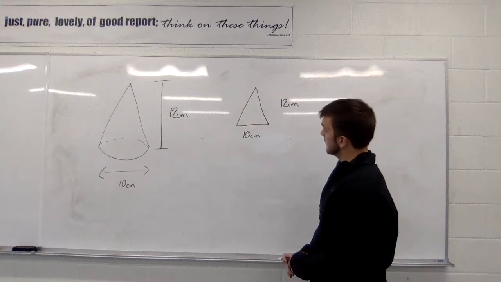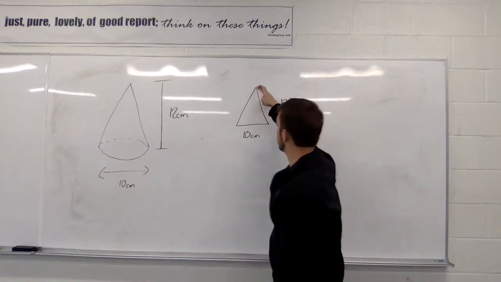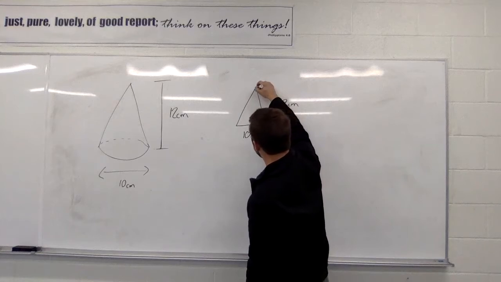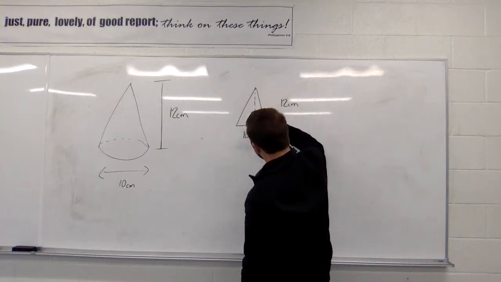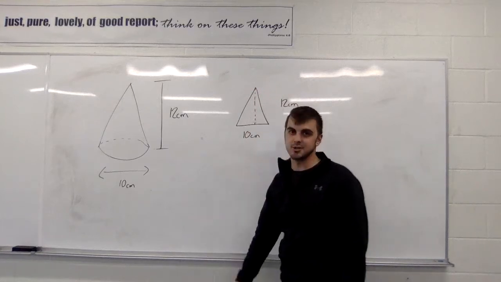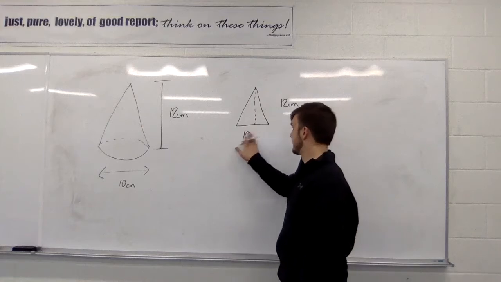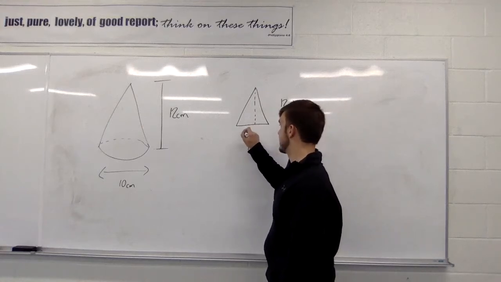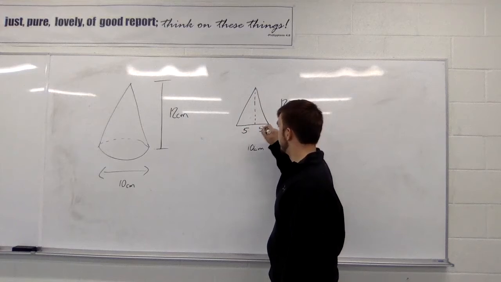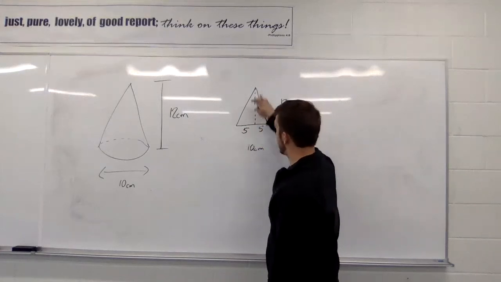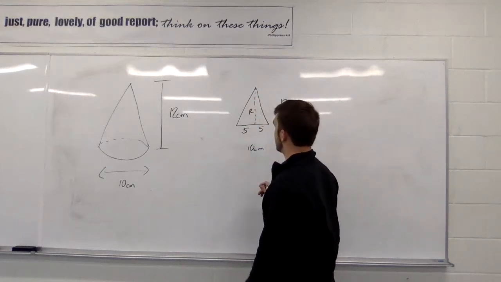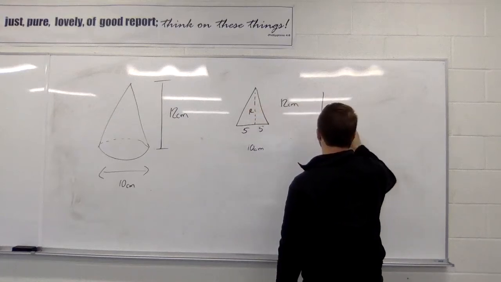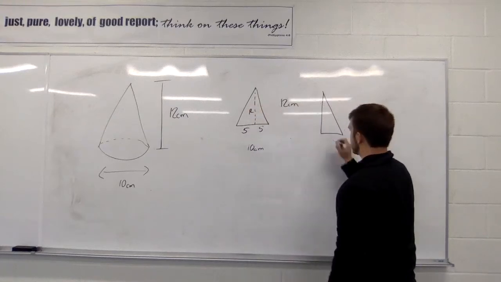So how in the world are you going to figure this out? Well, what you need to do is go from the very top and draw a line straight down. This should be centered, it's not. On either side, you have 10 centimeters in total, which means on either side of this line it should be 5 and 5. And you know the height is 12. If I pull this apart even further, what is this right here?